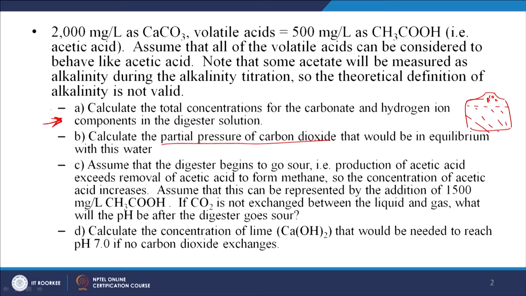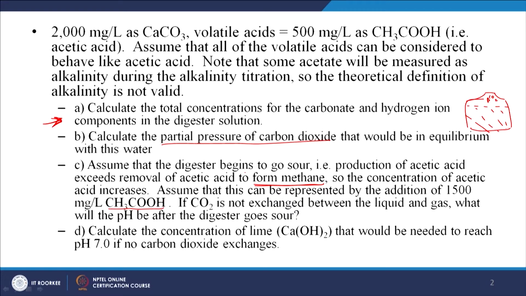And also let us look at the other cases and see why we need to go through that, and say that assume that the digester begins to go sour. In general, let us say your acetic acid is going to form methane after the redox process. But if the kinetics is slower, what is going to happen? You are going to have additional or more formation of acetic acid. So that is what is happening here, I believe.